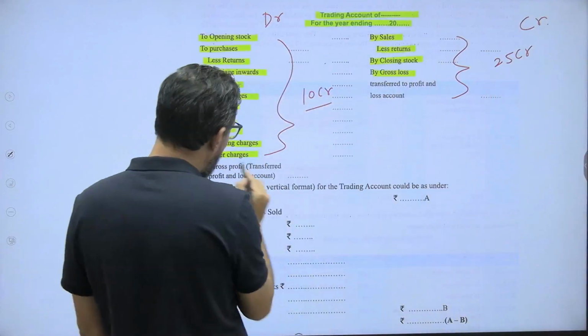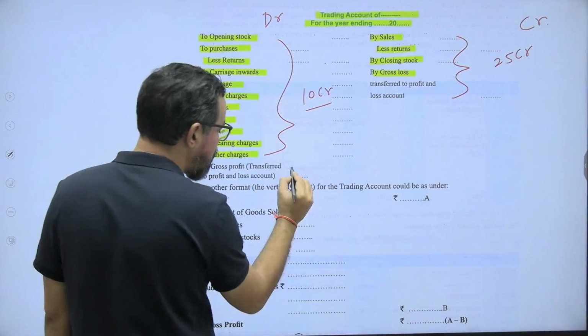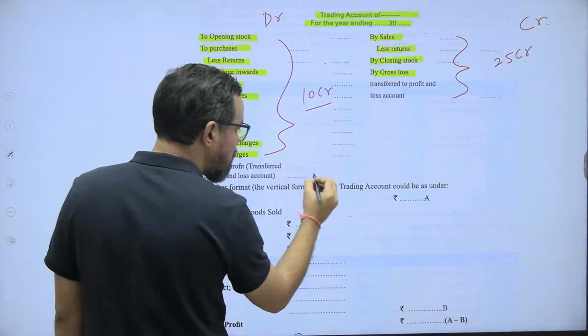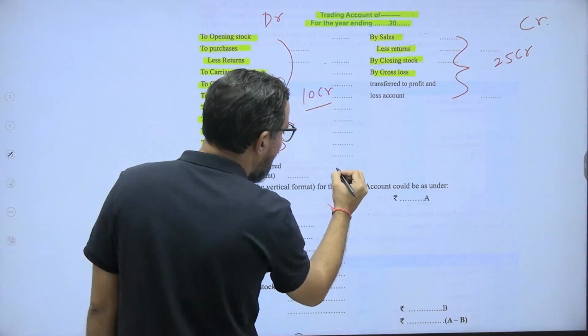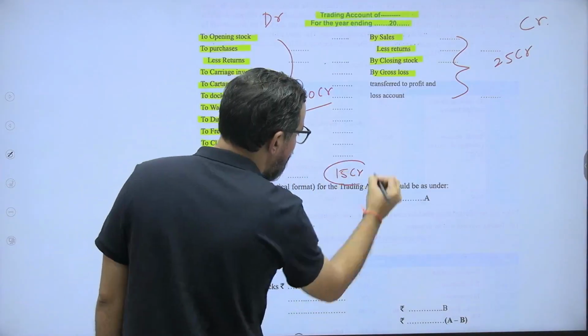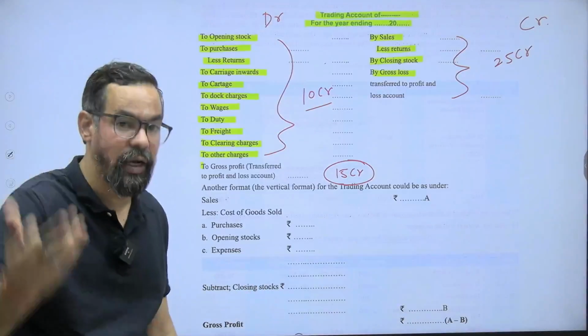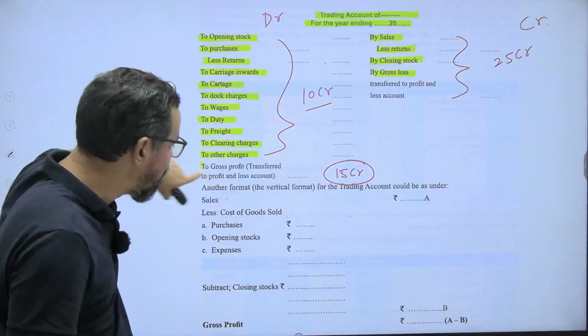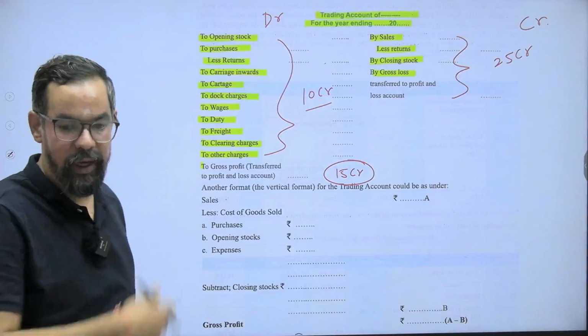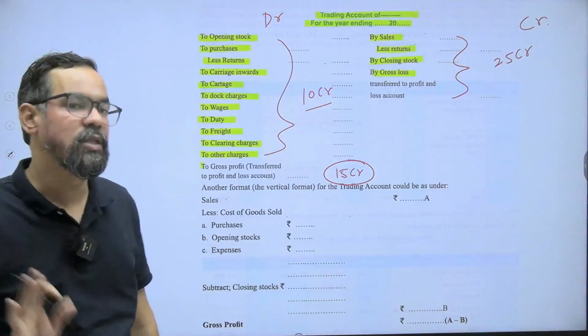Here you will mention gross profit transferred to your profit and loss account. How much amount? 15 crores. So your amount mentioned will be 15 crores. While you prepare that profit and loss account, you'll start with this particular entry itself. I'll show you that just after this. So this is all about your gross trading accounts.